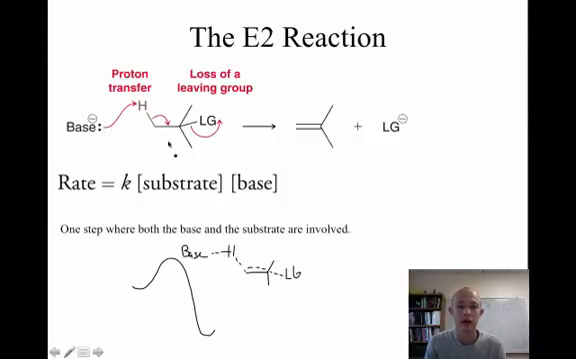This bond is forming, so it's partially formed in the transition state. This bond is partially broken, so it's partially broken in the transition state. This bond is forming, so it's partially formed in the transition state. This bond is breaking, so it's partially broken in the transition state.